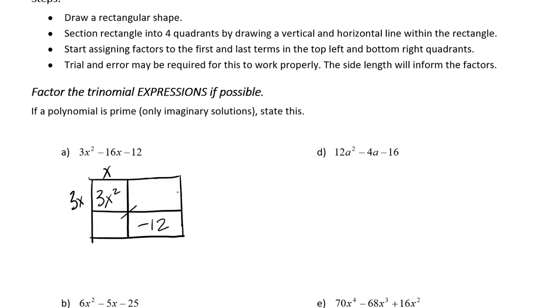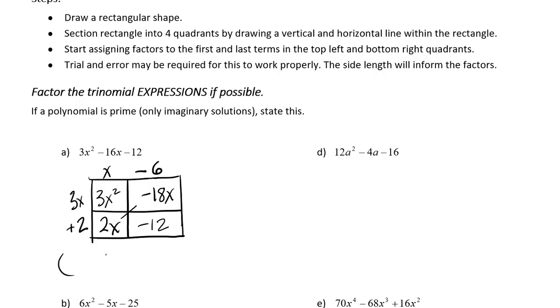Let's try 2 and 6. So negative 6 and positive 2. Let's see if that works. 3 times 6 is 18. That'll be a negative 18x and a positive 2x. So that seems to work.